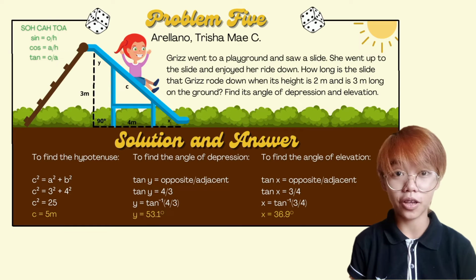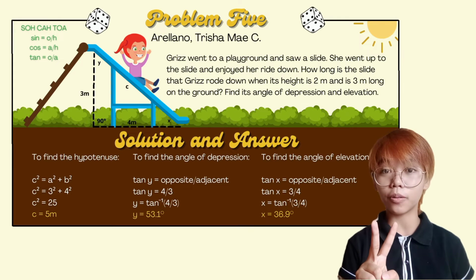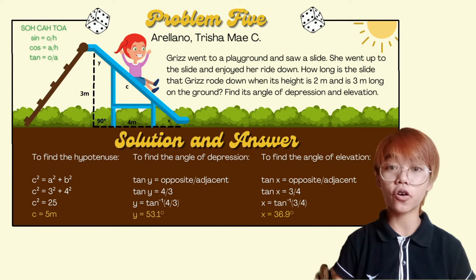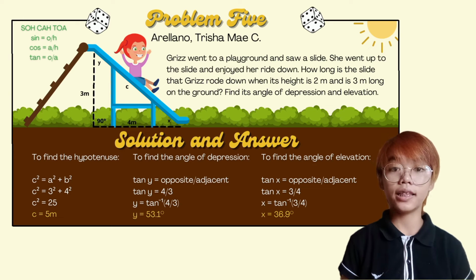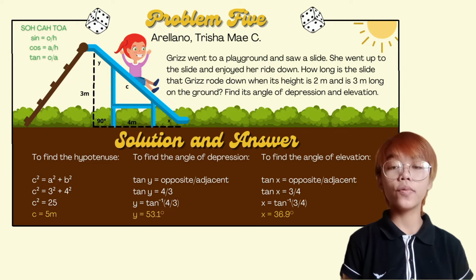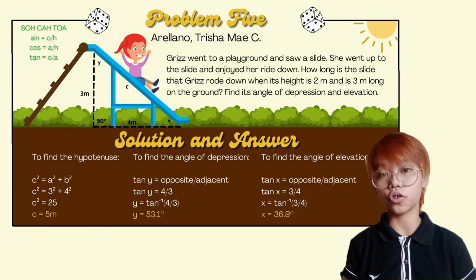Congratulations for stepping up to level 3. In order to move to the next level, we need to solve another 2 problems. Let's start, shall we? Grease went to a playground and saw a slide. She went up to the slide and enjoyed her ride down. How long is the slide that Grease rode down when its height is 2 meters and is 3 meters long on the ground? Find its angle of depression and elevation.